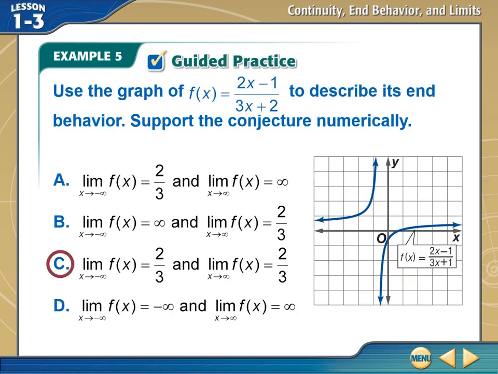Here's a guided practice for you to try. The question says use the graph of f of x to describe its end behavior and support your conjecture numerically. You should have a paper and a pencil and try the table with your hands. The graph looks like, as x approaches infinity, what is happening to y, and as x approaches negative infinity, what is happening to y.